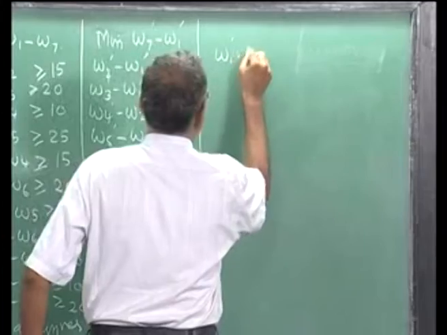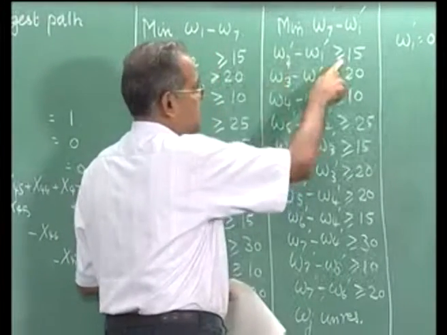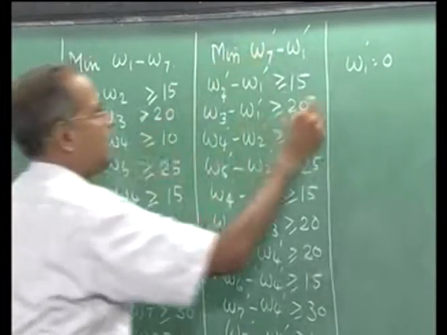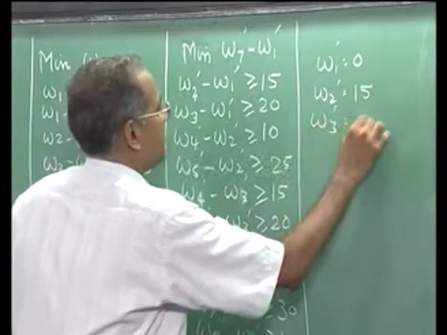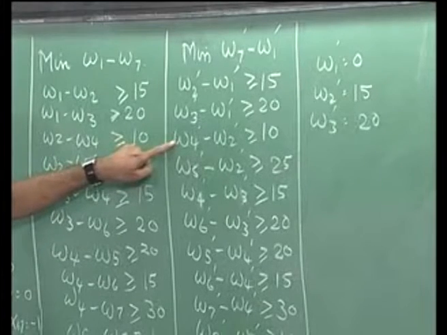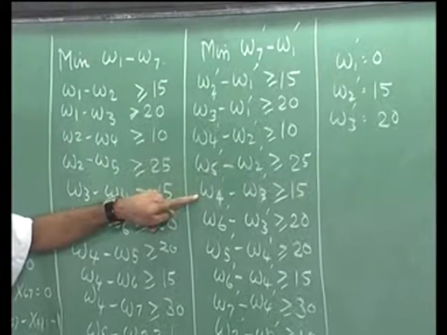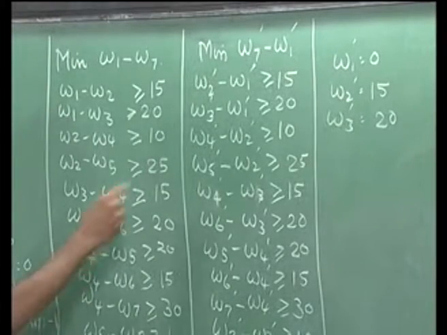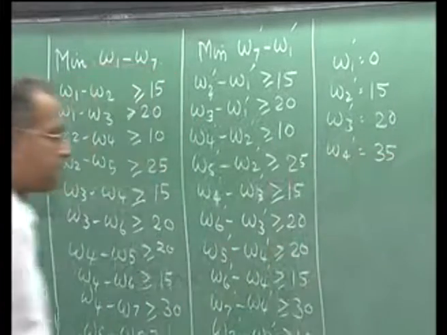So we now have this as the dual which comes from this, and now we can start with W1 dash equal to 0. Now when W1 dash is equal to 0, automatically W2 dash is greater than or equal to 15, and we want to minimize somewhere W7 dash minus W1 dash. So W2 dash will become 15, W3 dash will become 20. Now from this W4 dash will become 15 plus 10, 25, and W4 dash is 20 plus 15, 35. So W4 dash is greater than or equal to 25, W4 dash is greater than or equal to 35, so W4 dash will become equal to 35.